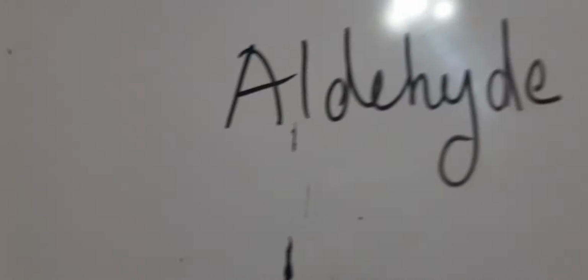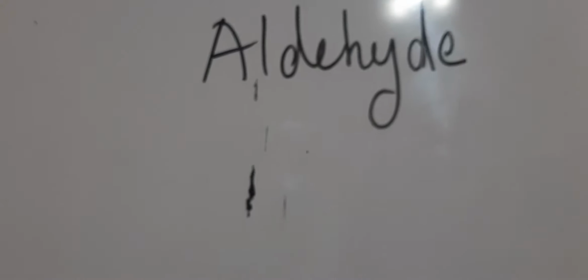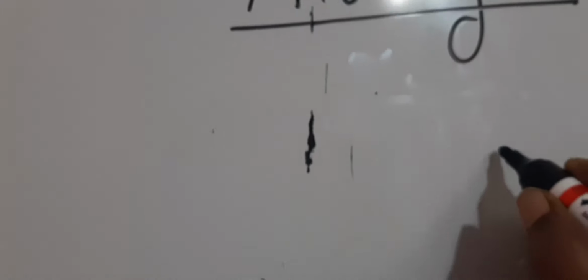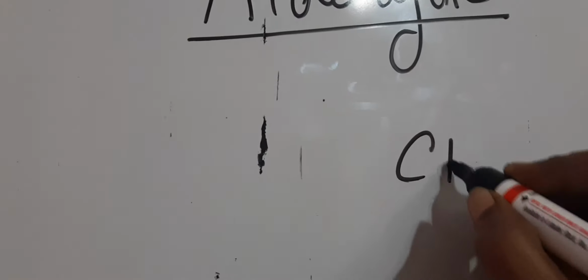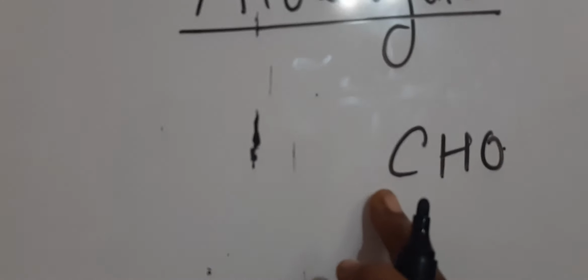In this video, we will see about the preparation of aldehydes, and later on about the preparation of ketones. Aldehydes have the functional group CHO. So this is the functional group for the aldehydes.